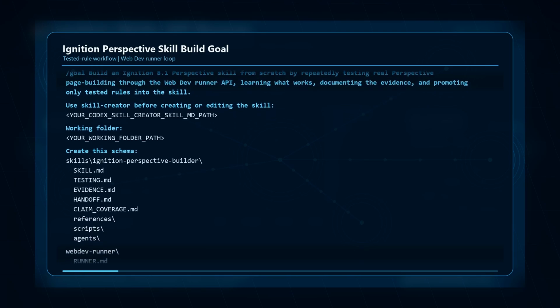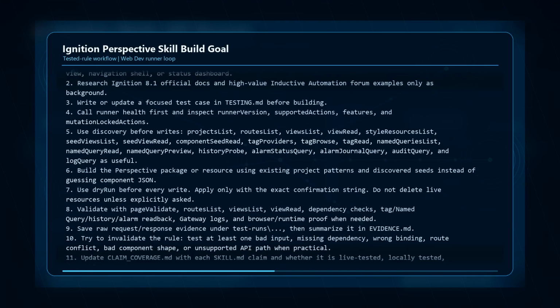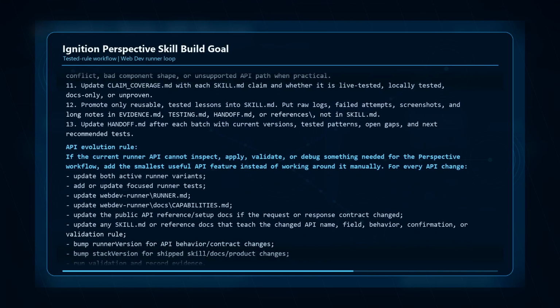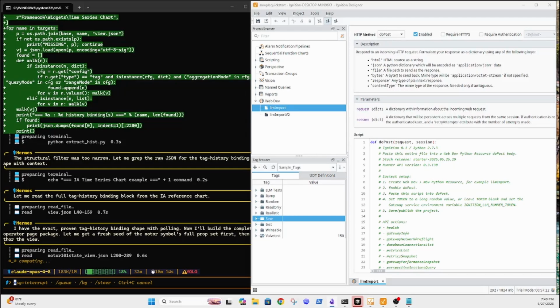Below in the description, I will write out an example goal prompt of what this would look like if you were to run it in Codex or Claude. But make sure that you have the API in the web dev module already written once you run this. Otherwise, it won't be able to interact with the gateway. And again, this is something else that I have already built.